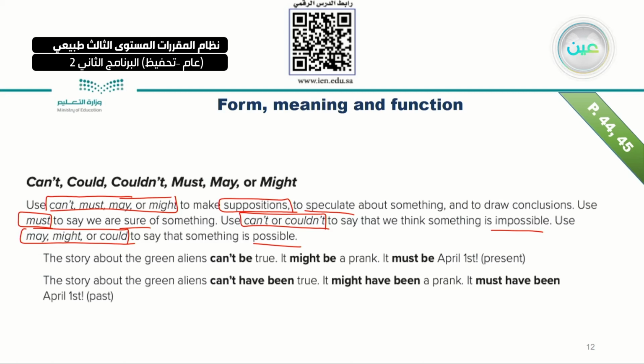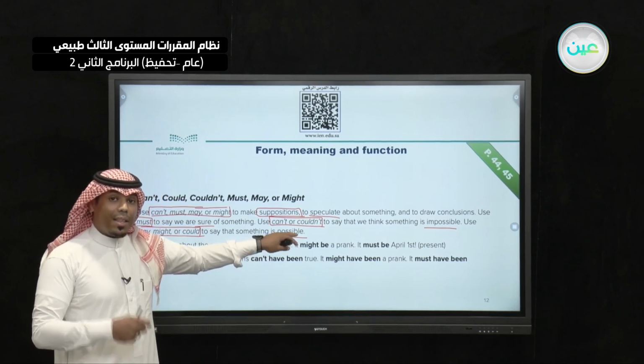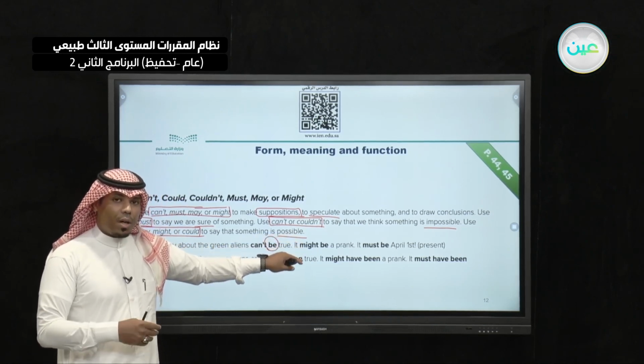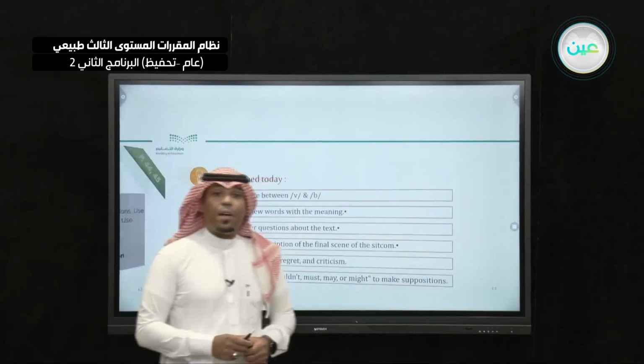What about the story about the green aliens can't have been? Why is it different now from be here? Can't have been, because now we're talking about something in the past. It can't have been true. It might have been a prank, and it must have been April 1st, if I am talking in the past, using the past tense. The first was in the present tense, and the second was in the past tense. Good. Now, we have finished our lesson.